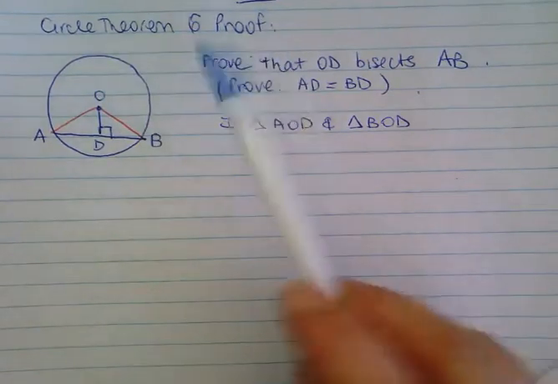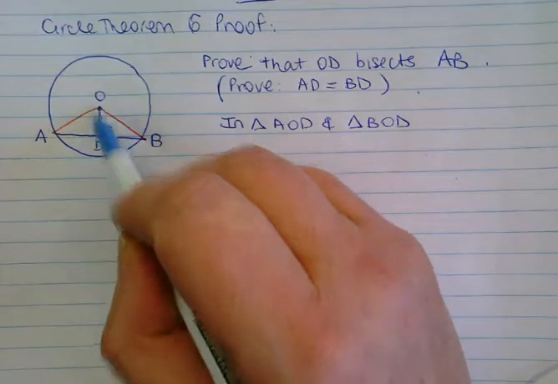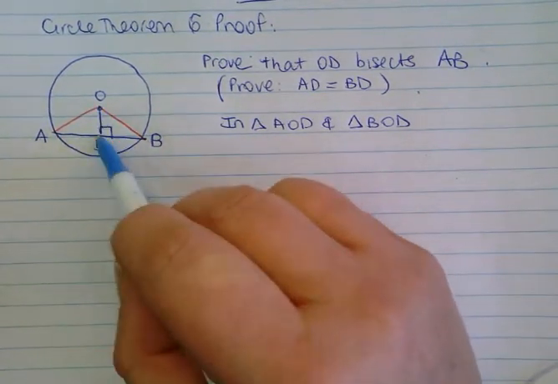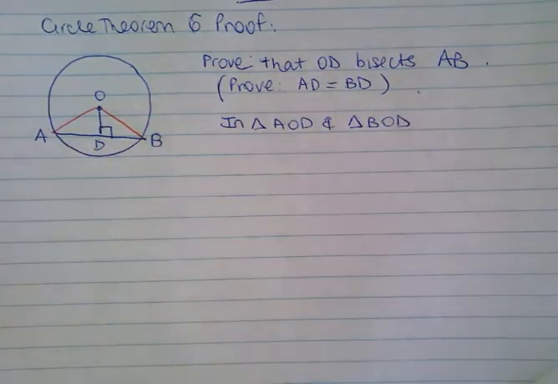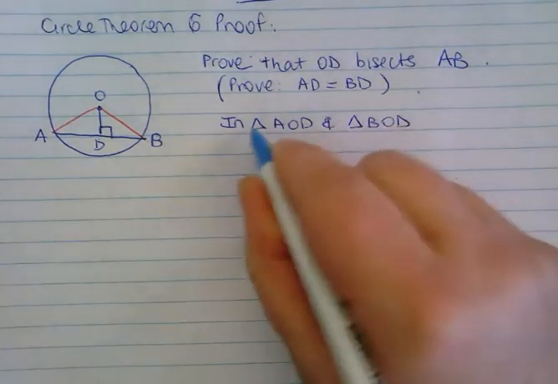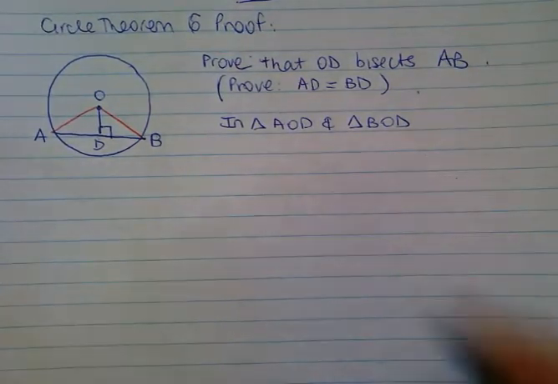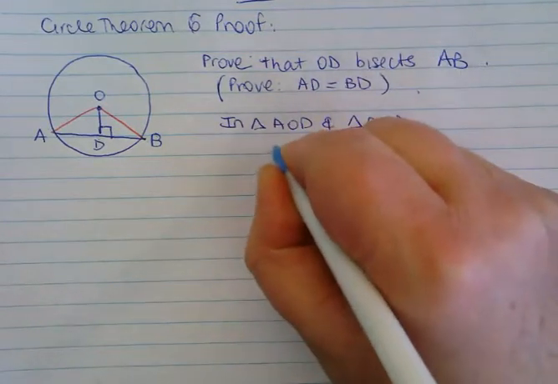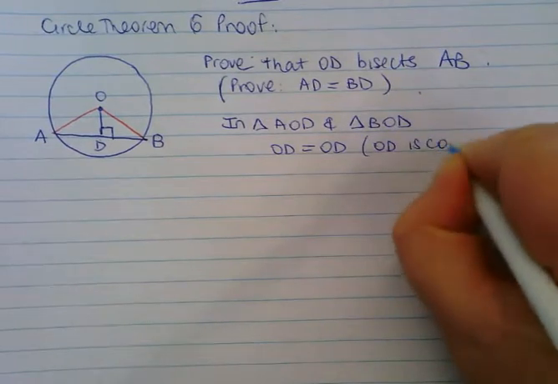Now we're trying to prove that a perpendicular line drawn from the center of a circle to a chord bisects the chord. In other words, we're trying to prove that OD bisects AB, or that AD equals DB. We're going to use congruent triangles in this proof. So in triangle AOD and triangle BOD, what do we know? We've got that OD equals OD. I'll just say OD is common.